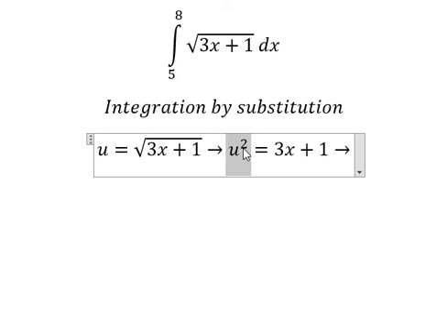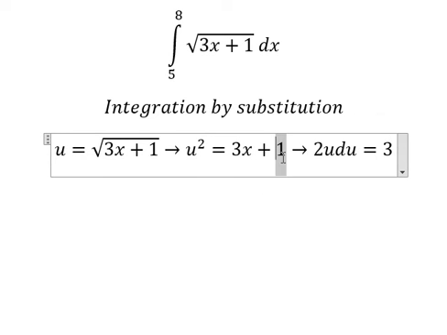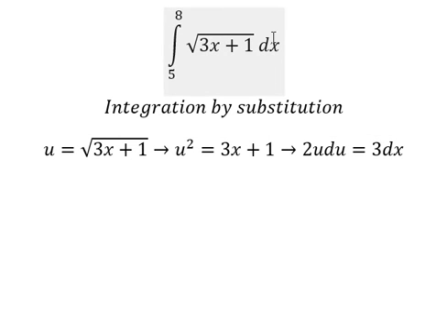First derivative of u square, you got 2u du. First derivative of x, you got number 1, so we have number 3. First derivative of number 1, this is a constant, so you got 0, and we have dx. Because we don't have number 3 in here, we need to divide both sides by number 3.